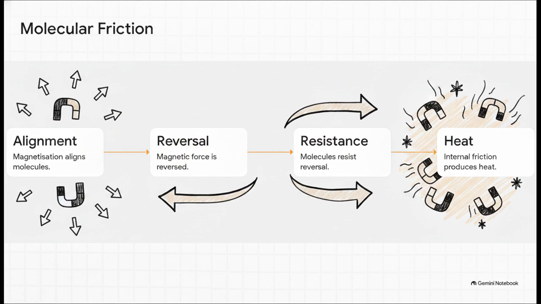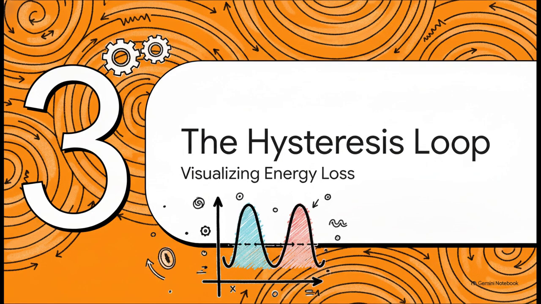The catch? They resist that change. They don't want to flip. And that resistance creates internal friction. It's literally just like vigorously rubbing your hands together. That physical friction generates heat, right? Same exact concept here. Overcoming this residual magnetism basically eats up a chunk of the magnetizing force and spits it out as wasted heat. Which brings us nicely to Section 3, the hysteresis loop.